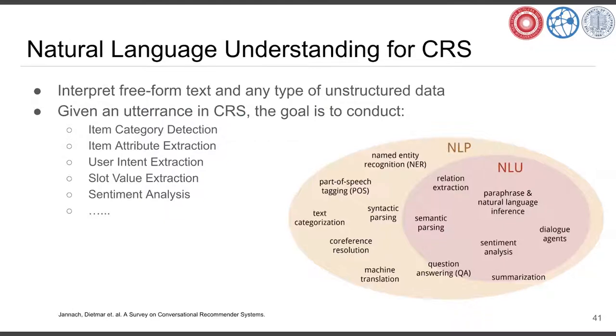So first, we'll introduce the natural language understanding and also natural language generation part. For natural language understanding, the major goal is to interpret and comprehend what the context of the conversation really means. So it could be regarded as a kind of narrow task compared to general NLP, as this figure depicts. But in conversational recommender systems, typically the natural language understanding module will operate on several tasks. For example, it should understand the item side information such as the category, the attribute, or the user intent, or the user sentiment, etc.